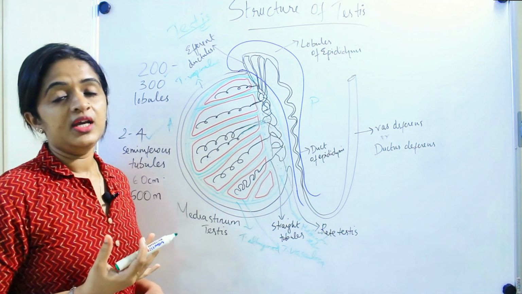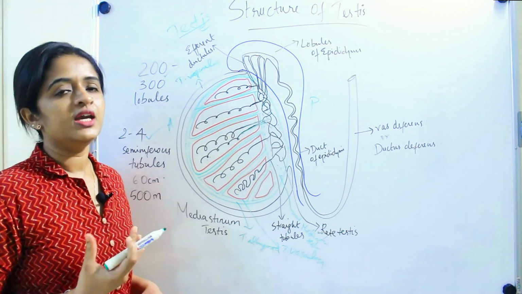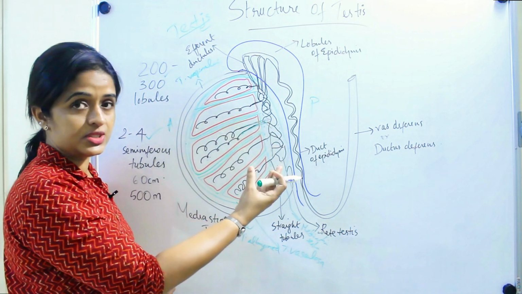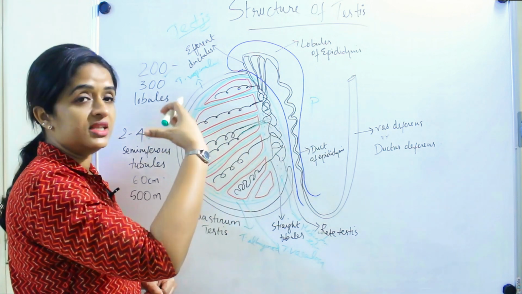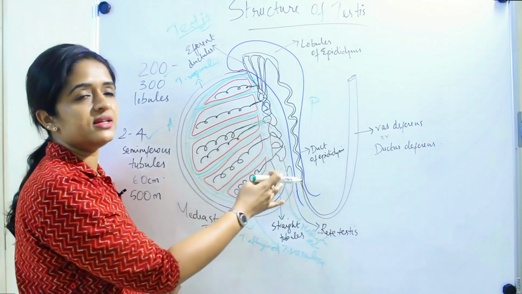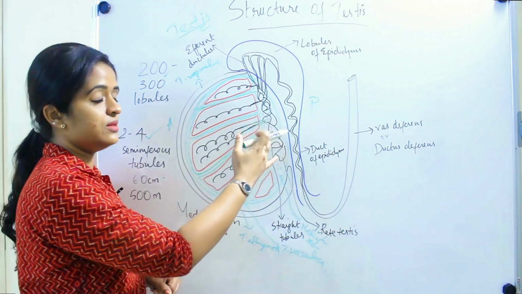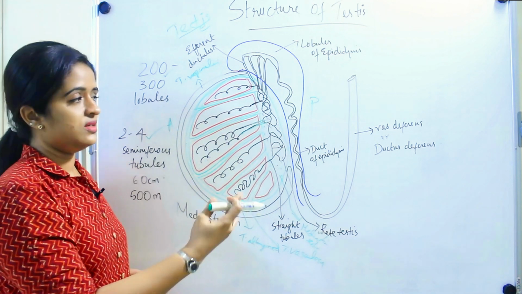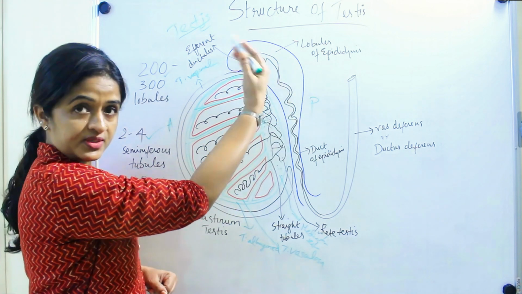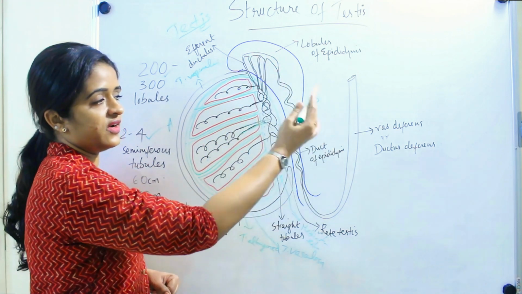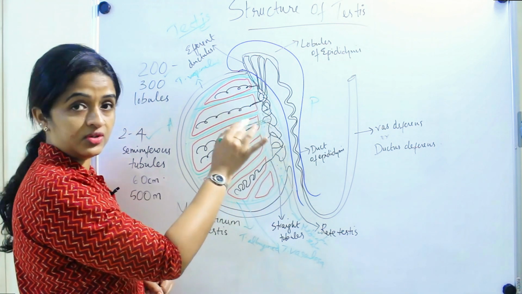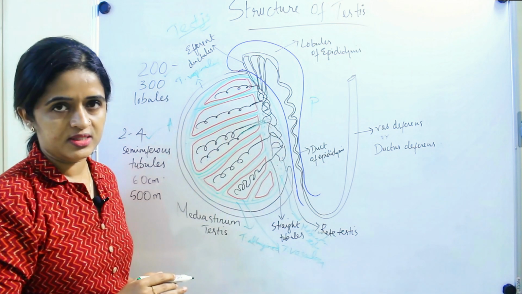It is actually absorption of the fluid part of the secretions from the seminiferous tubules. When they reach the rete testis, the water component is absorbed. This is the place where the sperms are concentrated, so that only the concentrated portion of sperms is transmitted into the epididymis and finally to the vas deferens. So it is the concentrating function which is happening in the rete testis.